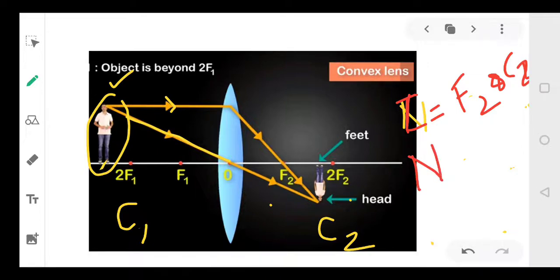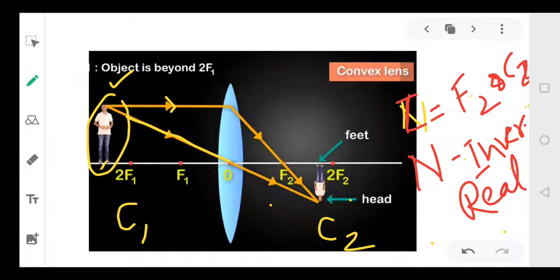Then what is the nature? The image is inverted and real. Clear. Then what is the size of the image? Is it smaller or bigger? It is smaller, right? So the image is between F2 and C2, it is inverted and real, and the size is smaller, right?